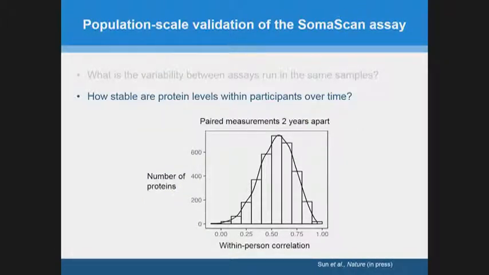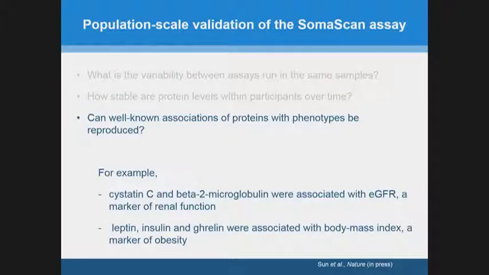The next question, and this harks back to Rory Collins' comments about regression dilution bias and the discussions we had last night with Richard Peto over dinner, is how stable are these measurements within individuals over time? So if you take a few hundred individuals and take paired measurements 2 years apart, you see that there's not a single answer for these 3,500 proteins, but that actually the large majority are somewhere near the values that we know well for, say, blood pressure or LDL cholesterol, about 0.5, 0.6. So clearly the answers differ for different proteins, but most of the proteins are reasonably reproducibly measured.